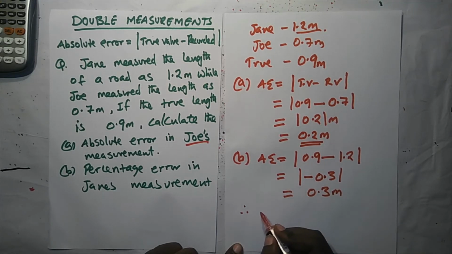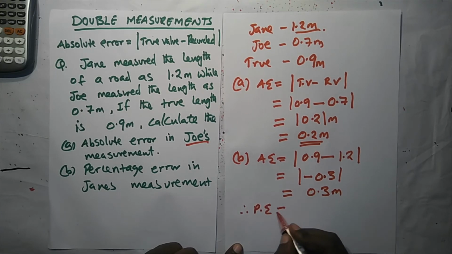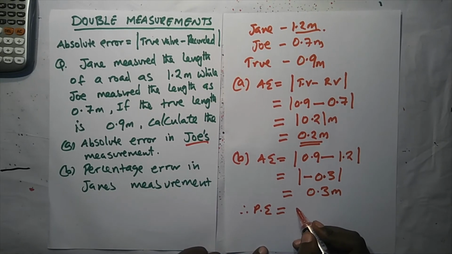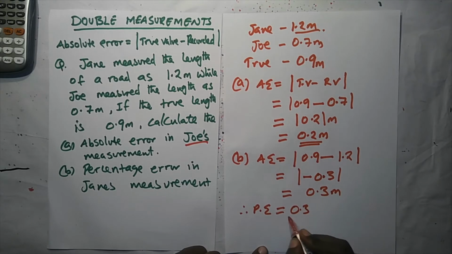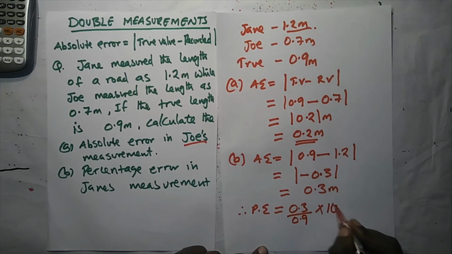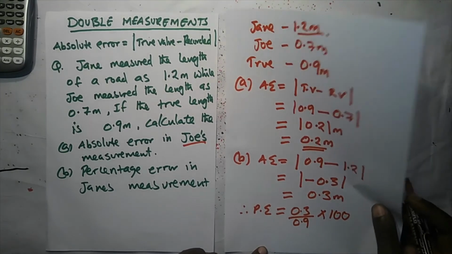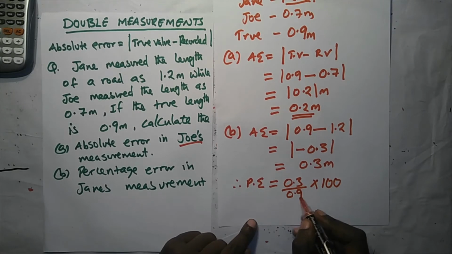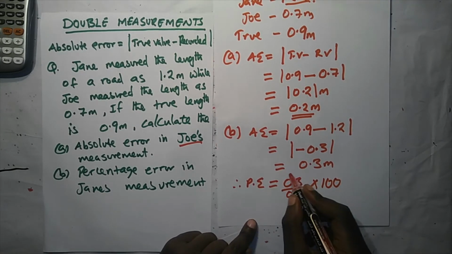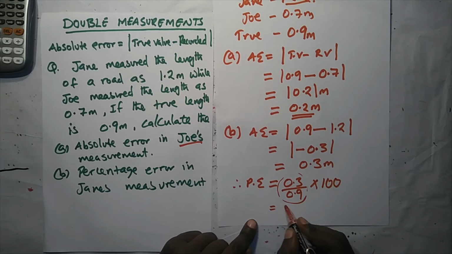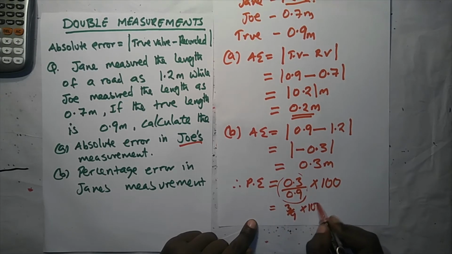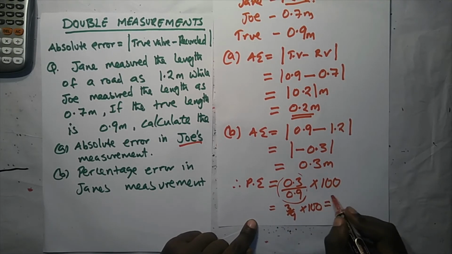And therefore, the percentage error is the relative error times 100. The relative error is given by the absolute error, which is 0.3, over the true value, which is 0.9, times 100. When we simplify here, we have 3 over 9 times 100, which gives us 300 over 9.